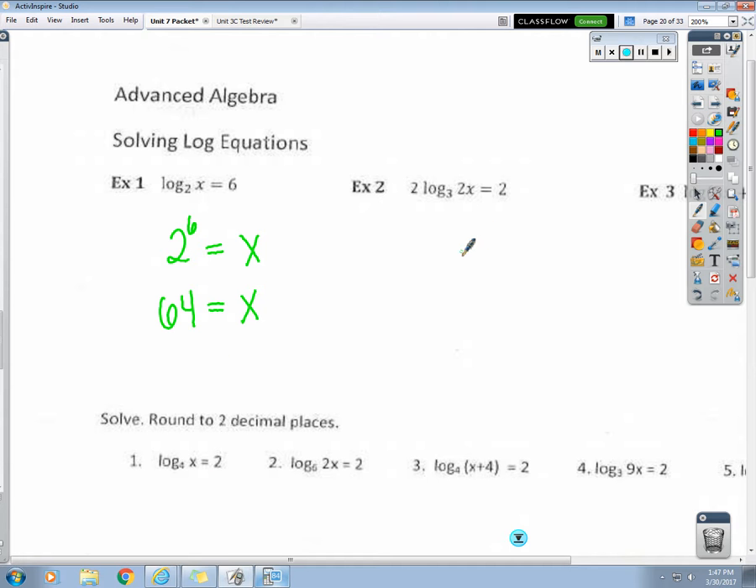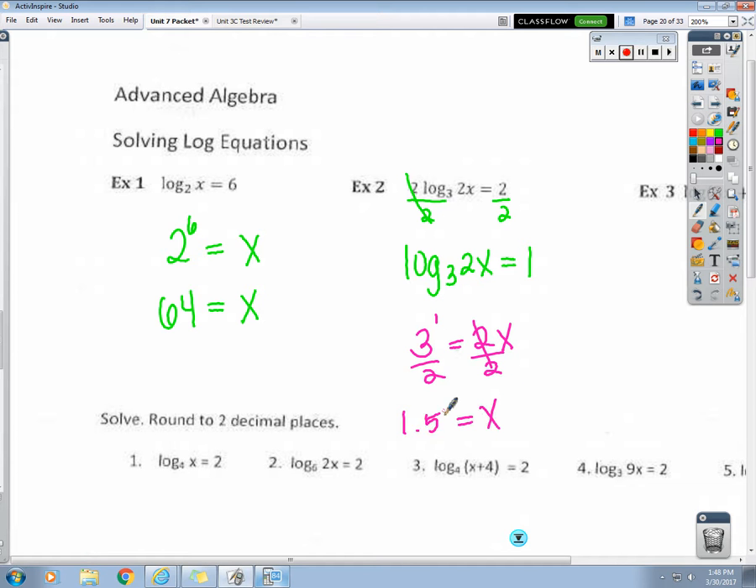Okay, on example 2, what could we do first? Divide by 2 on both sides. And so you have log base 3 of 2x equals 1. It's in log form. When we rewrite it in exponential, what will it look like? 3. There's no e anymore. These are not natural log. Right. So your answer is just 3 divided by 2, which is 1.5.